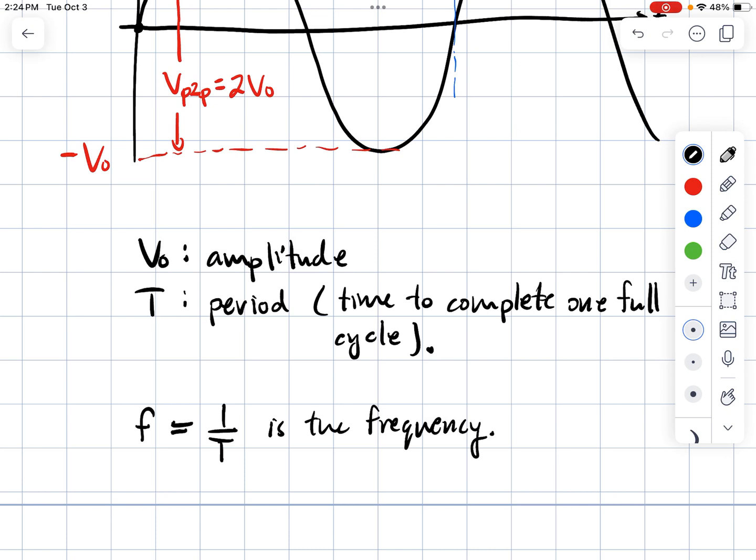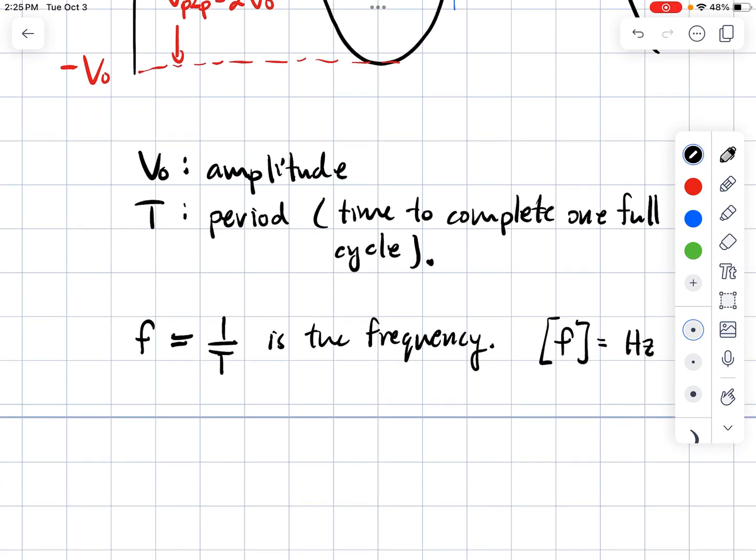The period has units of seconds, or time, because we're measuring the length of time that it takes a signal to complete a full cycle. And so that means frequency has units of 1 over time, or 1 over seconds. That's often denoted as hertz. So frequency is measured in hertz.